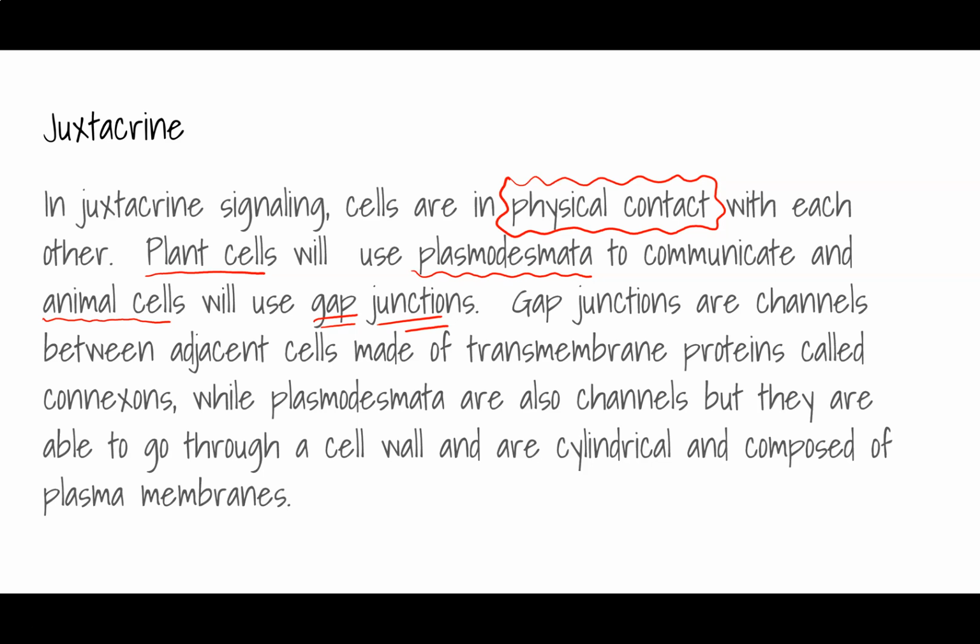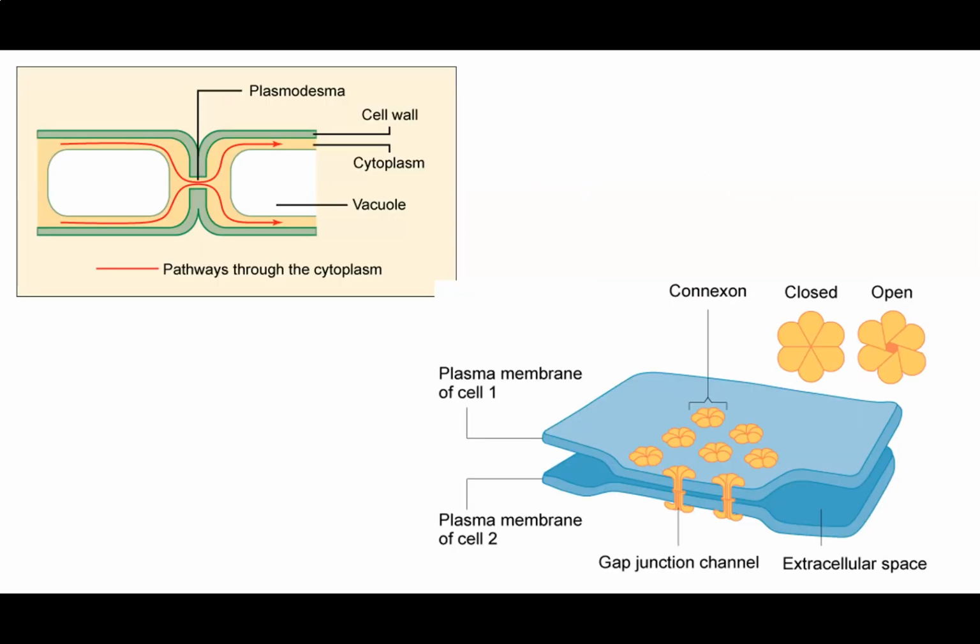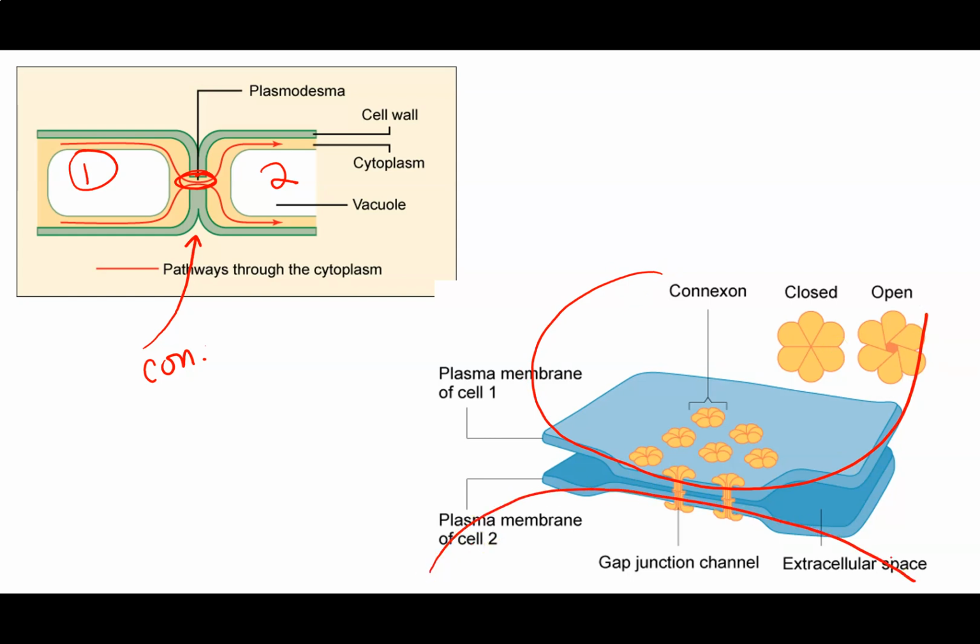Let's see what we've got. If you notice in both of these examples, this, let's say, is cell number 1. This is cell number 2. They are physically in contact with each other. And there's that channel right there. That's your plasmodesmata. In the world of animal cells, this would be one cell right there, this would be the second cell right there, and there is the gap junction channel. And they can either be open or closed. So they're either going to let materials in or they're not.